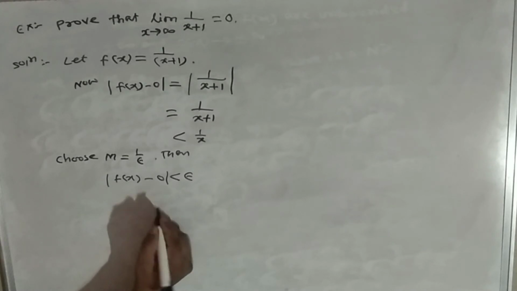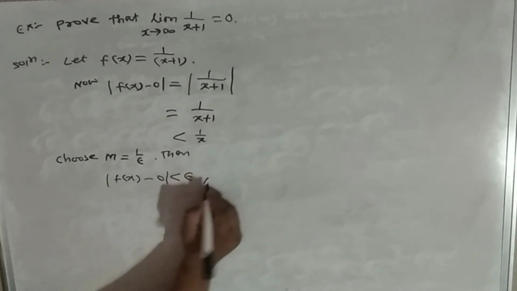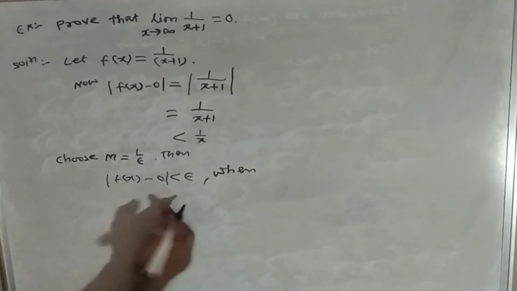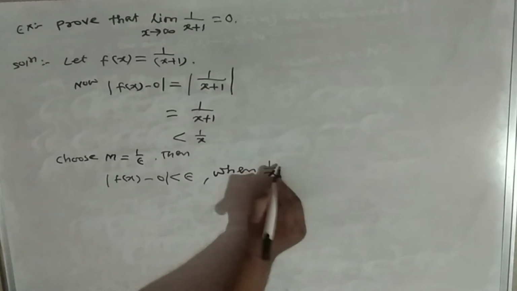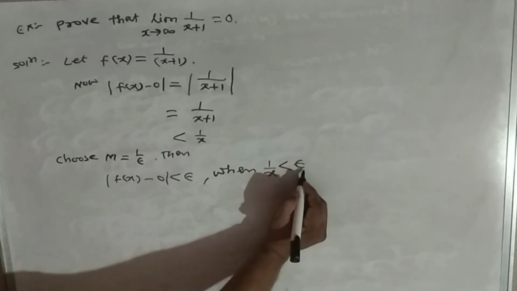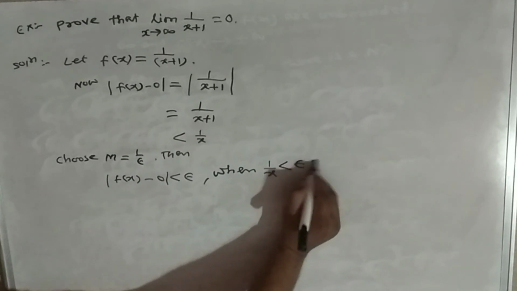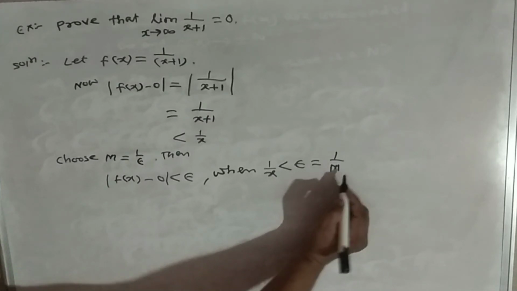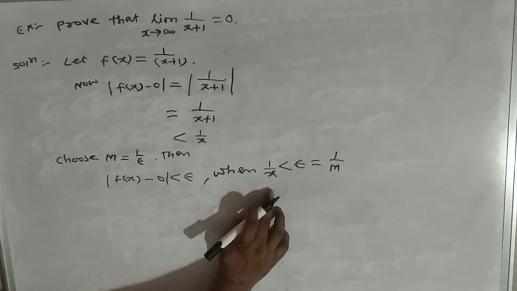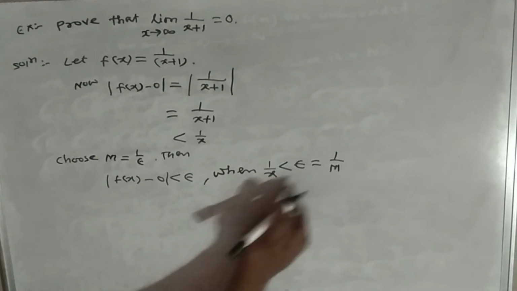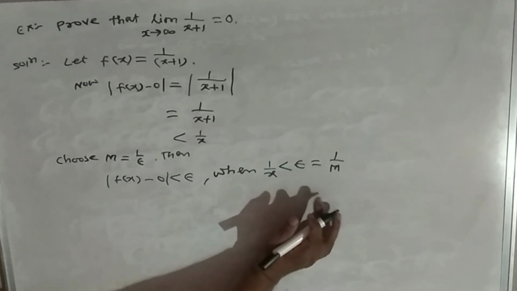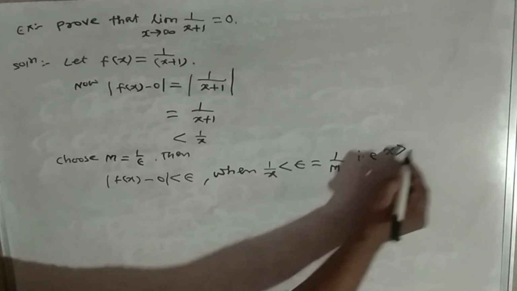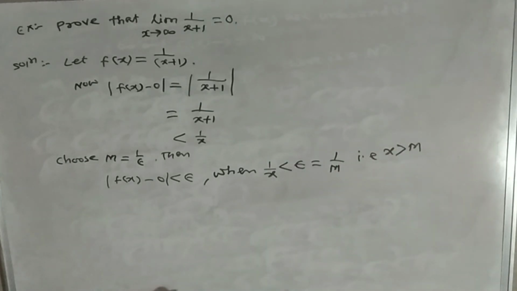So mod f of x minus 0 is less than epsilon when 1 upon x is strictly less than epsilon, which is equal to 1 upon m. That means 1 upon x is less than epsilon equal to 1 upon m, that is, x is strictly greater than m.